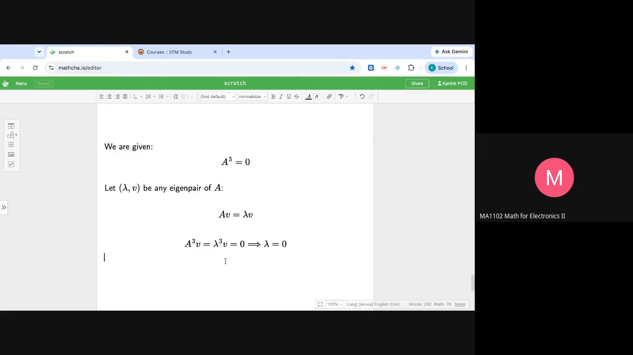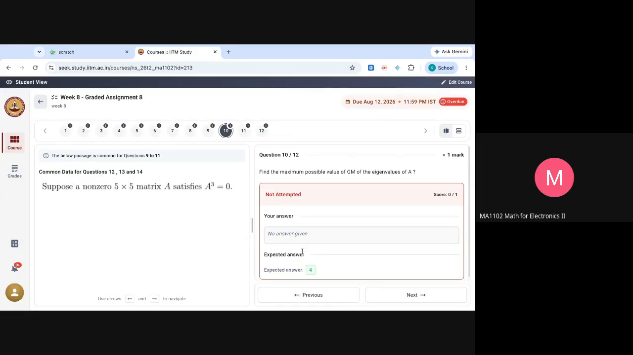So lambda equal to 0 implies A is singular, and not full rank. So you cannot have 5 linearly independent eigenvectors, because that would mean it is full rank. If we have 5 linearly independent eigenvectors, then A would be full rank. So this was also definition based only. Therefore it can be at most 4.